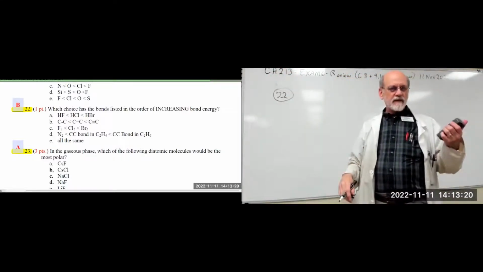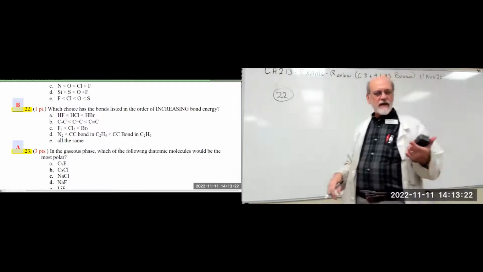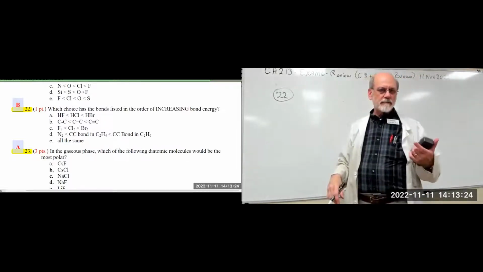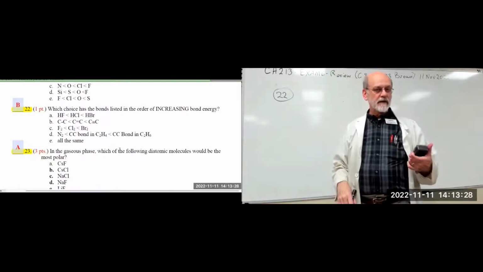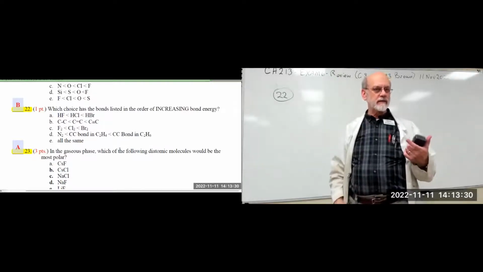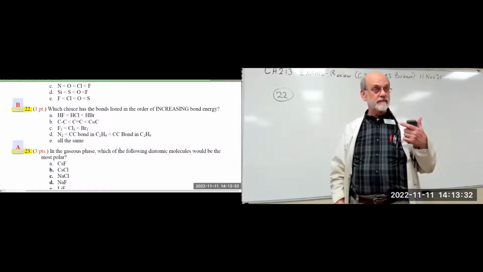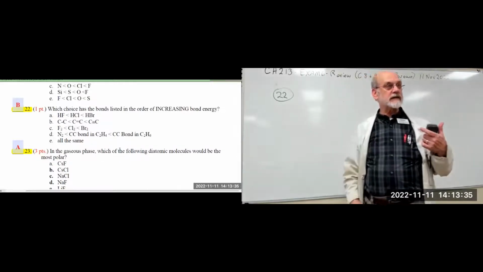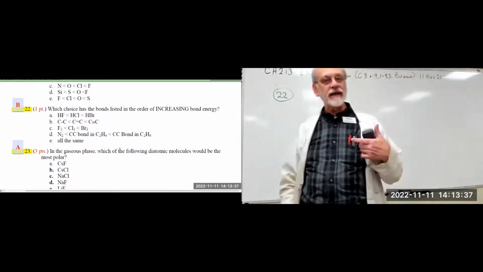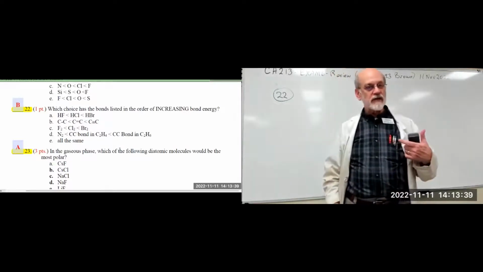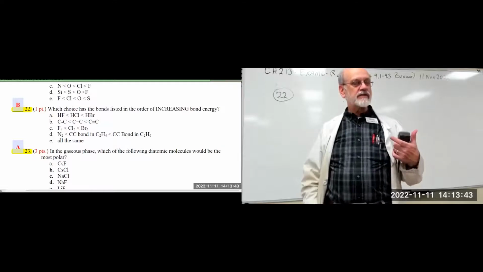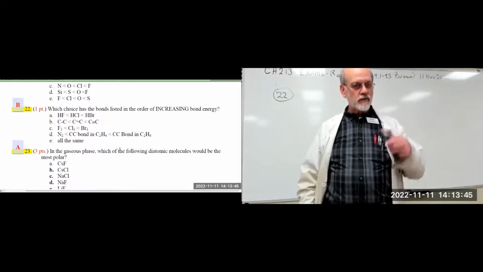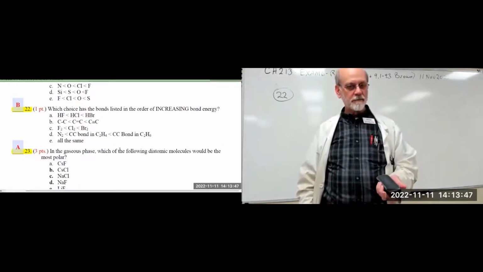Okay. The first one has HF, HCl, HBr. It should be the other way around. The closer you can get the molecules together, especially if they have different electronegativities and one is slightly positive, one slightly negative, HF should be the highest energy. HCl next and HBr. So they're flipped, they're wrong.